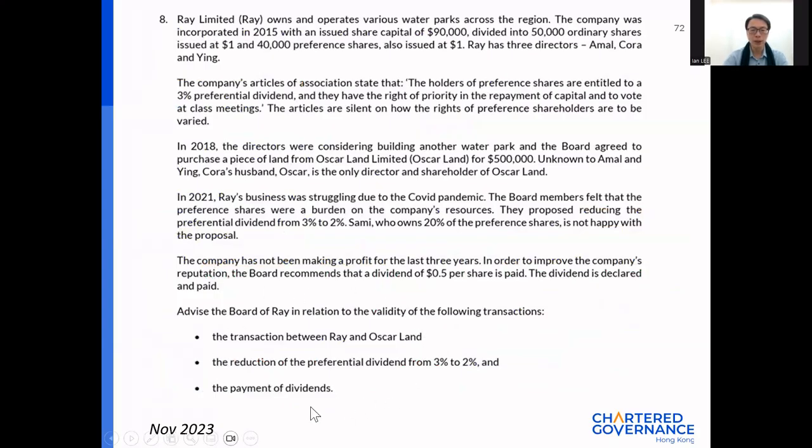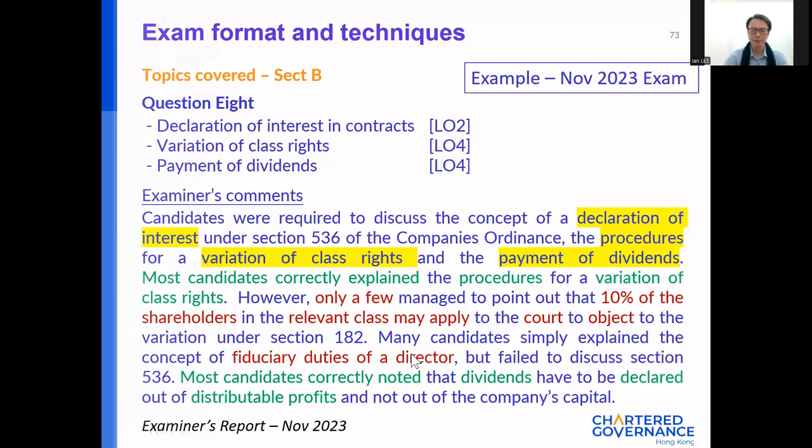Because remember in question 7, the examiner clearly asked the candidates to discuss director's duties. But in question 8, it said the transaction between these and the preferential dividend and payment of dividend. That's why more likely director's duties is relevant to question 7, but comparatively not as relevant, because there are more specific issues you can discuss for question 8. So most correctly noted, dividends are declared out of distributable profits. So that's good. So that's important for answering the final sub-issue.